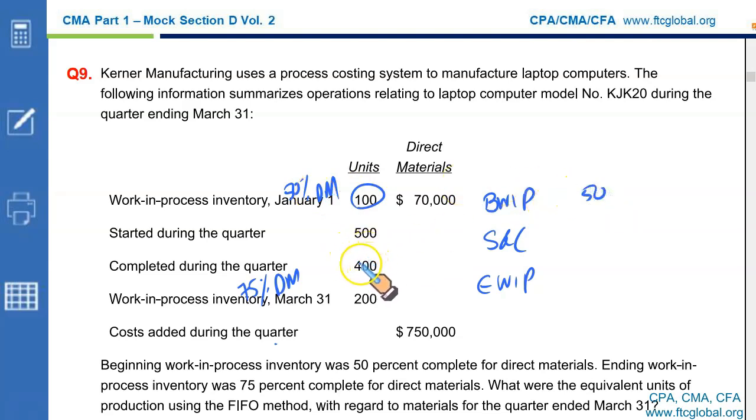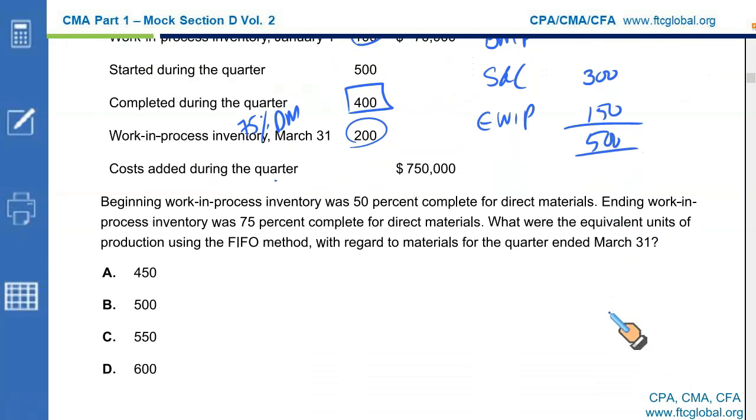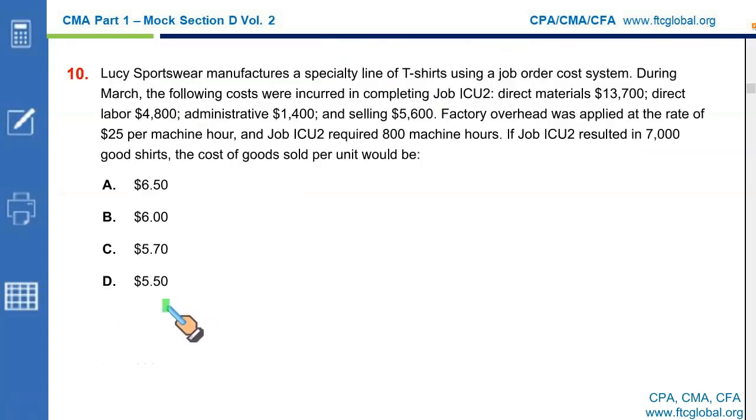Started and completed. Remember, you completed 400 units during the period, and how do we calculate S and C? Completed less beginning work in process, that's 300. And the ending work in process, that is 200 units, is 75% complete with regard to material, so take 75% of 200, it's going to be 150, and add all these up. It's going to be 500. So your EUPs for material during the period under the FIFO method is 500. That's a perfect match for option B.